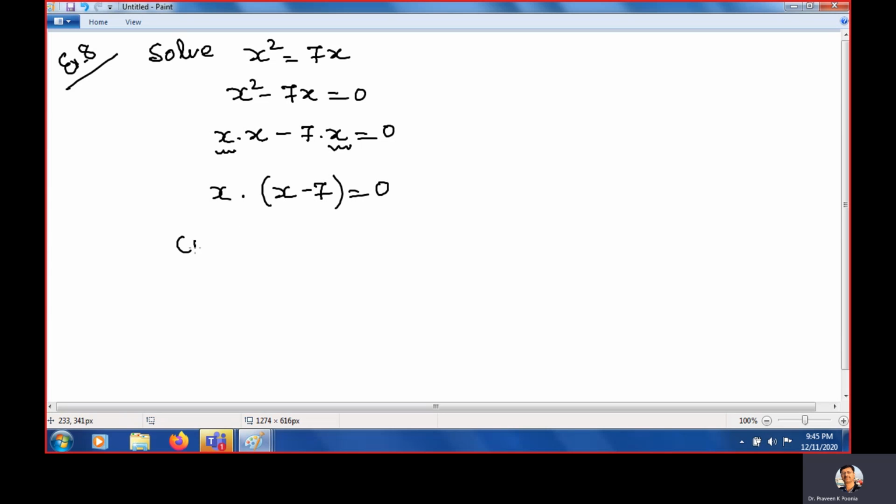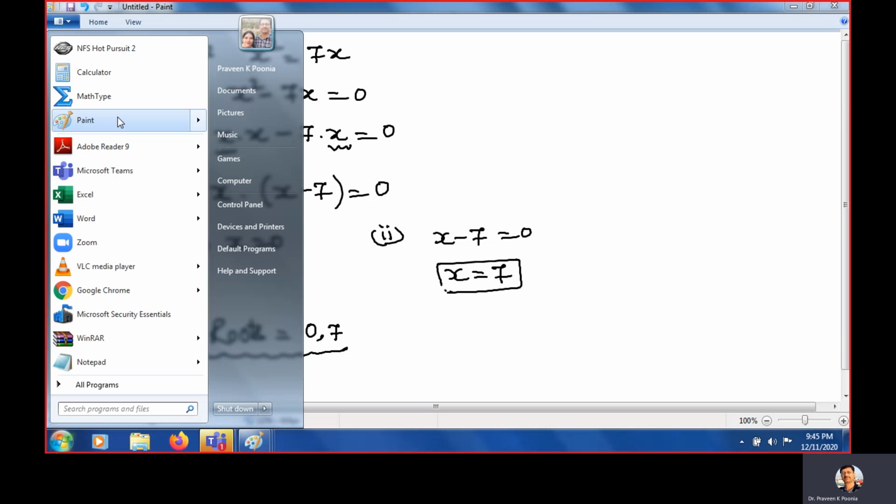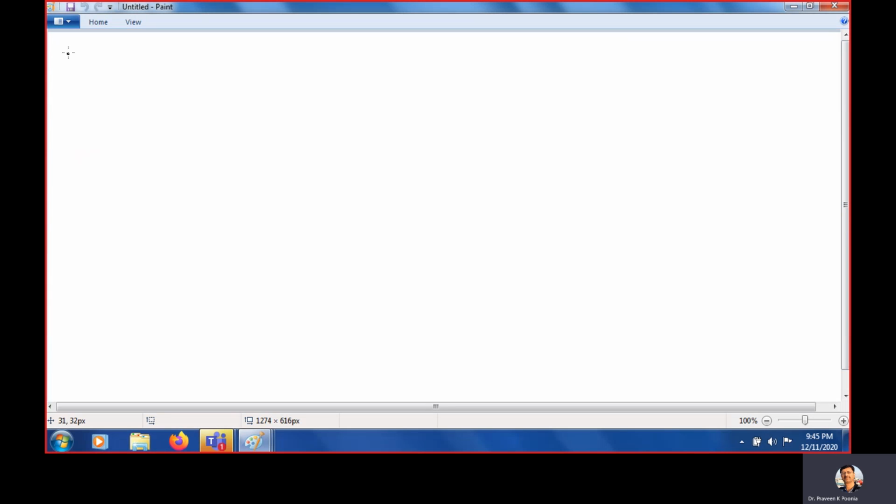First, put the first factor equal to 0: x is equal to 0. Second, put x minus 7 is equal to 0. So x is equal to 7, as minus 7 will turn into positive. So what are the roots? 0 and 7 are the roots of the quadratic equation x square is equal to 7x.